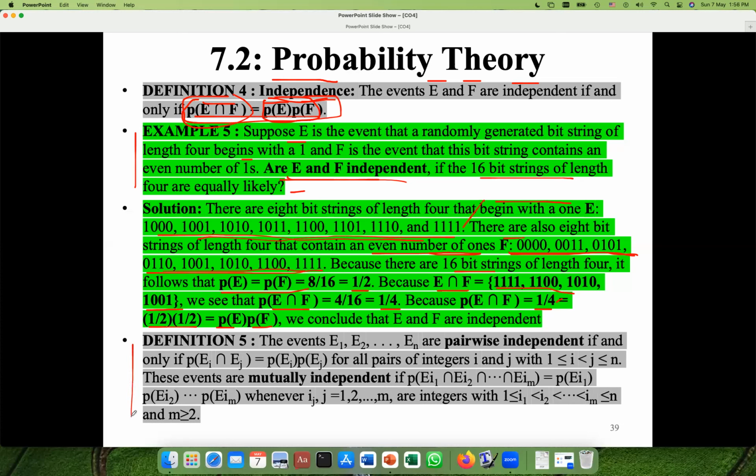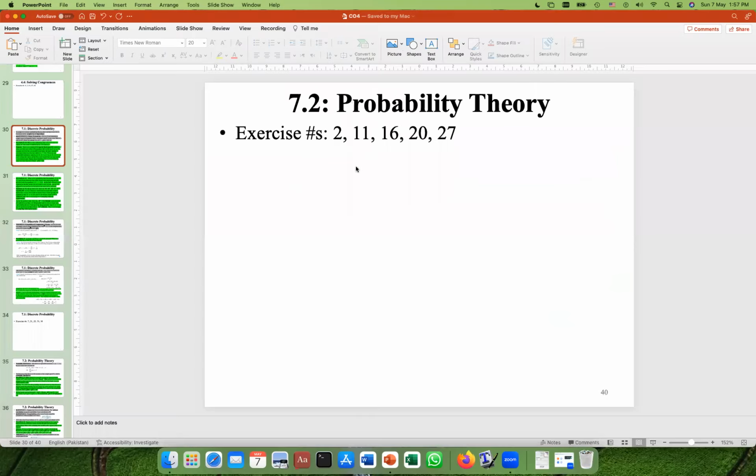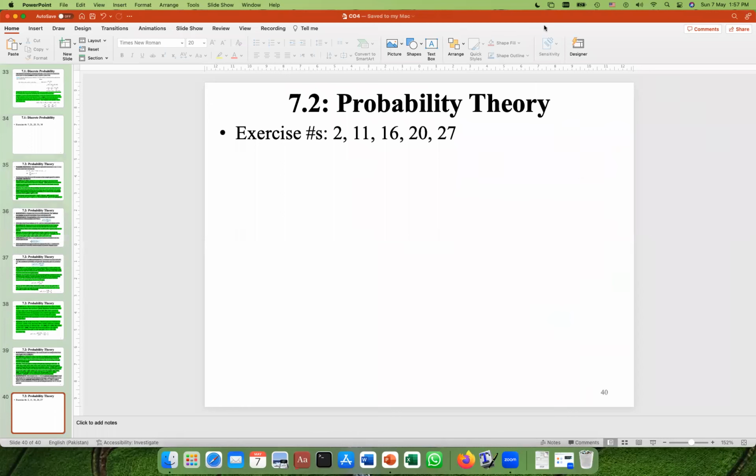And this definition, read it by yourself. Here you have the definition for pairwise independent and mutually independent. It is nothing else. For example, the probability of Ei intersection Ej, you can just write as the product of the probabilities of Ei and Ej. Nothing else. And similarly for that one, nothing different, but the difference is that it may go up to m events. And these are the exercise questions. And this is the end of CO4. Next I will start with CO5.